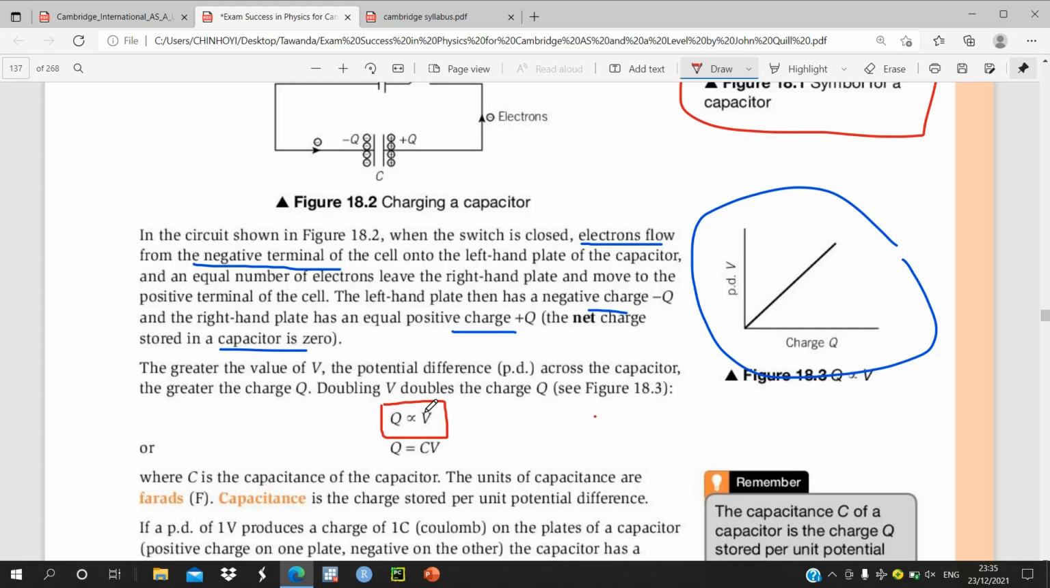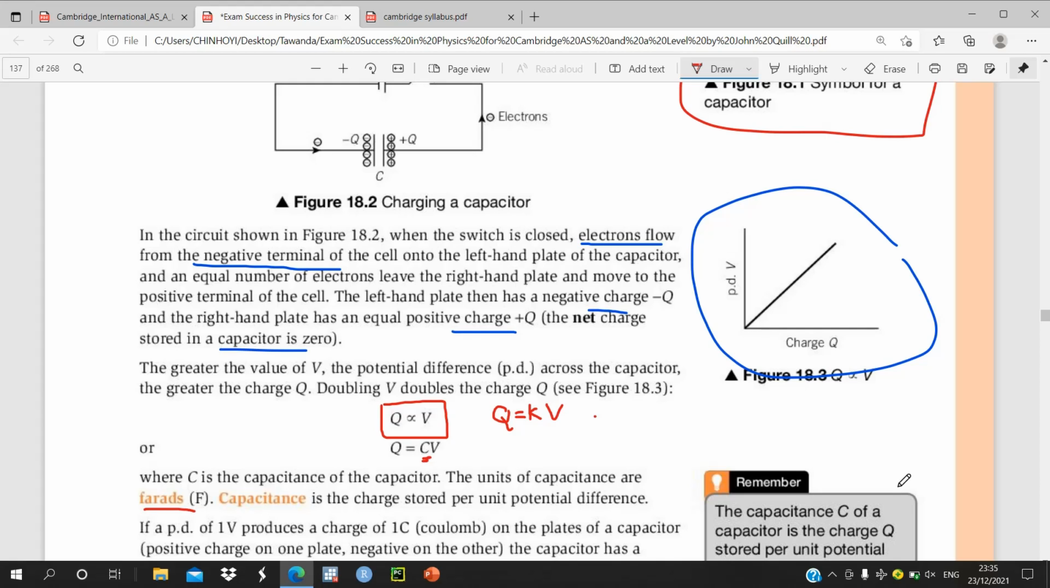If you remove the proportional sign, you will see that the charge Q is a constant, k, times V, and that constant is what we refer to as the capacitance. So the capacitance is the constant when charge is directly proportional to the voltage. The unit of capacitance is the farad, usually denoted by F.